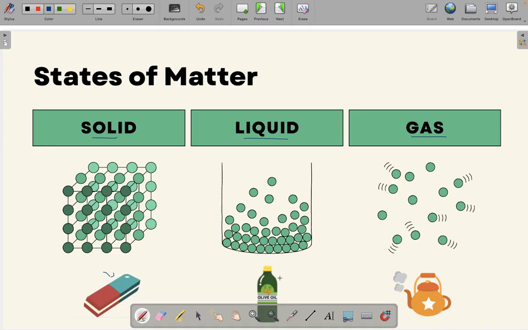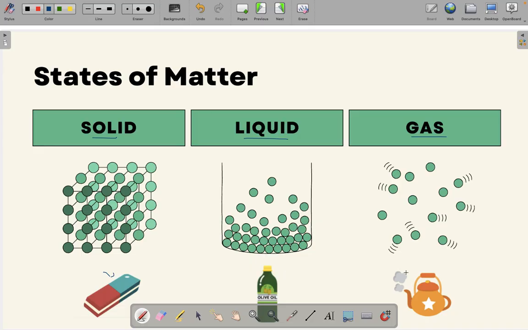Liquid means it is in the liquid state, for example water, right? It will have a fixed volume, but it will not have any fixed shape. When I say it does not have any fixed shape, if you pour this liquid in this container, it will take the shape of the container. If the shape of the container is different, it will take the shape of that specific container.